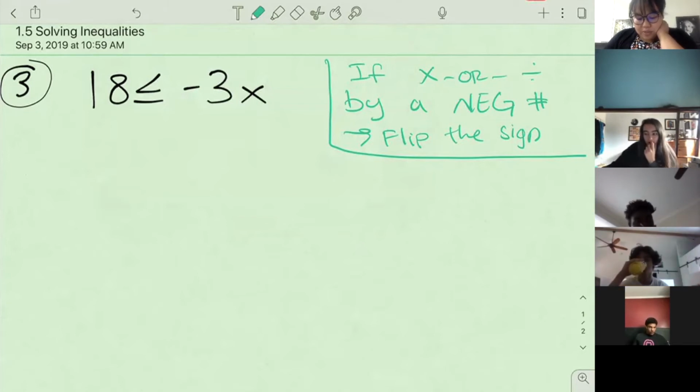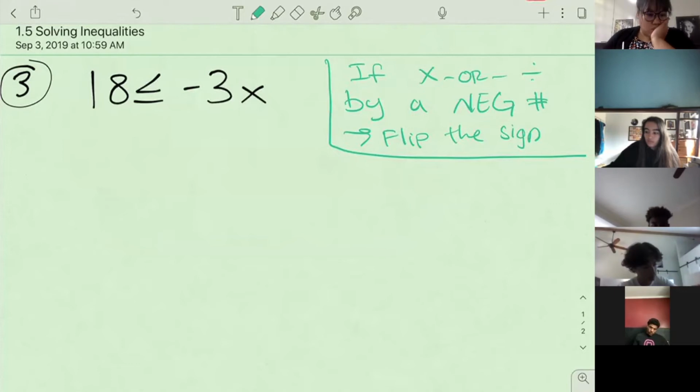So what's our first step? If this was an equal sign, if it wasn't an inequality, what would our first step be? To flip the sign? Nope, not yet. That's not until after we do the action. So what's our first step? Emmanuel, what's our first step here? Divide by -3 on both sides.